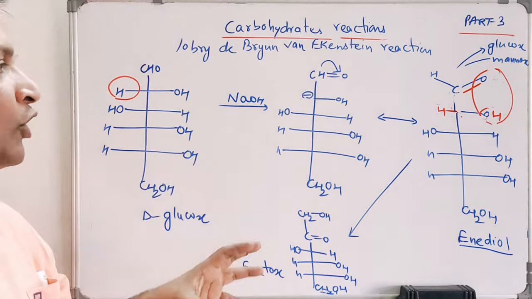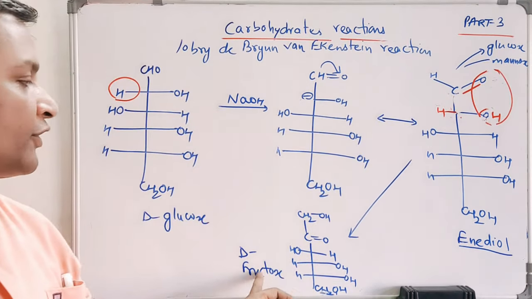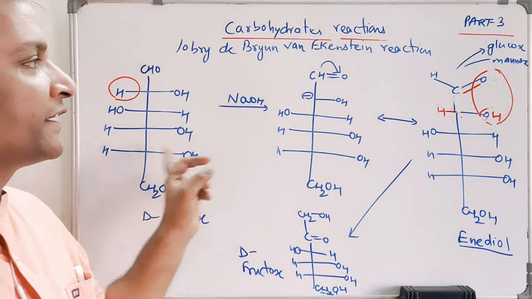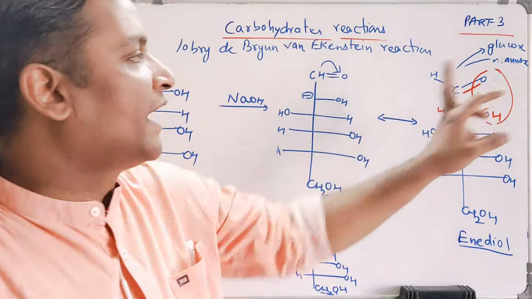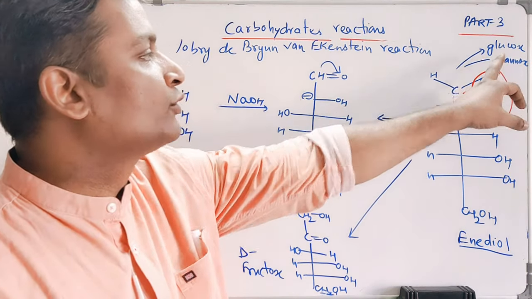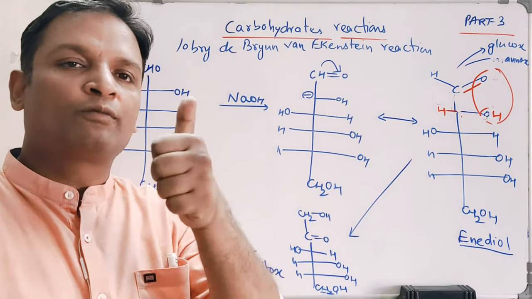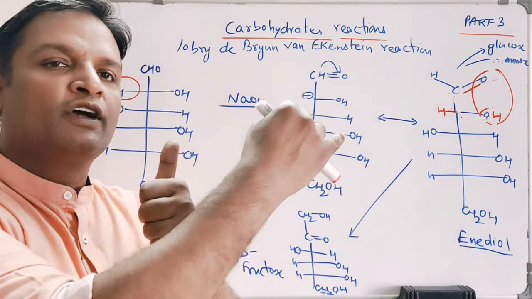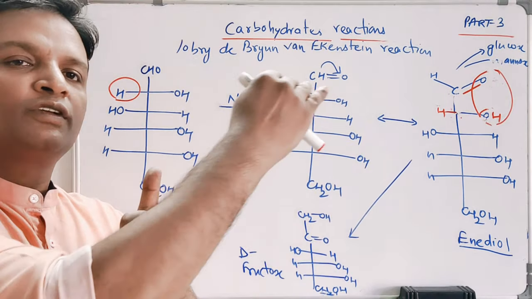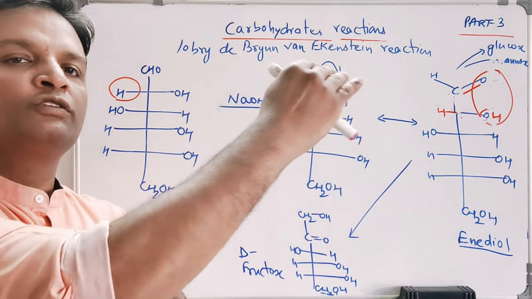So from glucose we are getting glucose, mannose, and fructose. If you start from mannose, we can get mannose, glucose, and fructose. If you start from fructose, again we will get glucose, mannose, and fructose. So this is a very important reaction. Remember that whether you start from glucose, mannose, or fructose, you will get a mixture of glucose, fructose, and mannose.